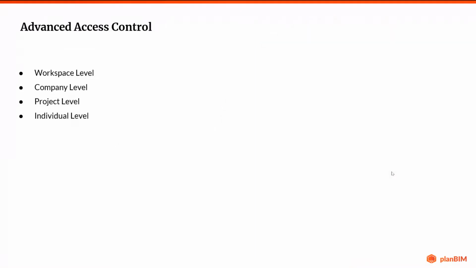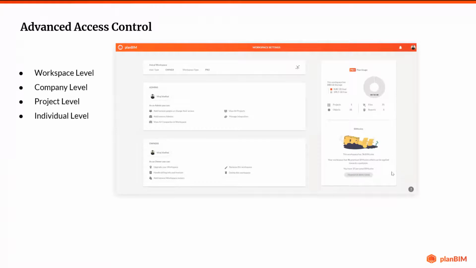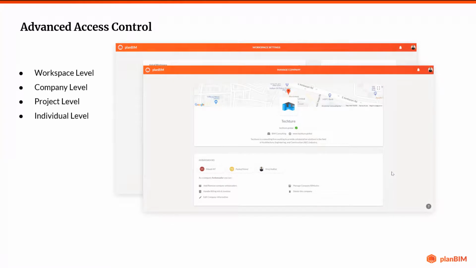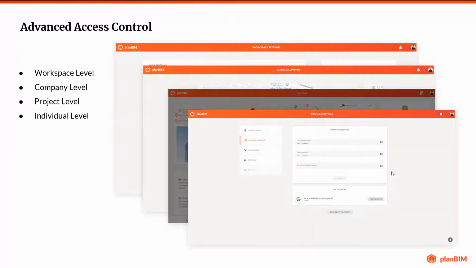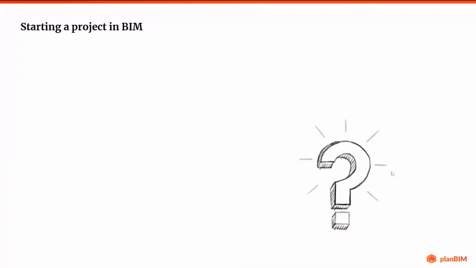We have very advanced access control where you can control various settings at the workspace level, company level, project level, and also at an individual level. All of this access control is built in. Now, I've spoken a lot about what PlanBIM is and why it was created, the shell part of it. Now let's dive into the core, and start by addressing some of the challenges we usually have when starting a project in BIM.